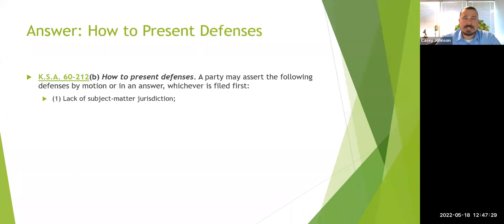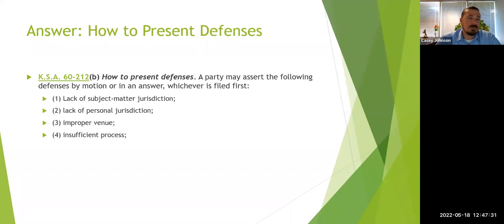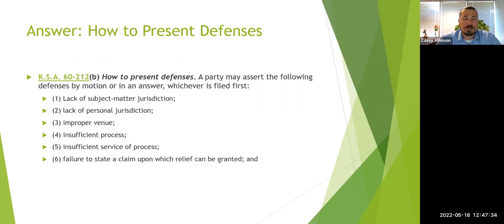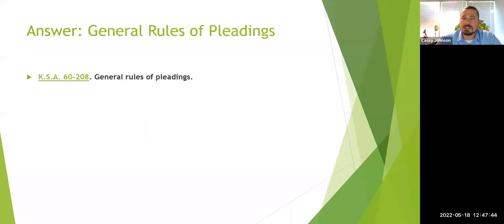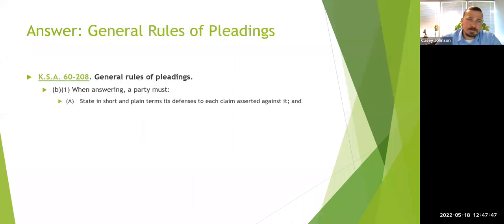But this is, again, just the statute on how to, these are just some common defenses, the 12B defenses. Obviously, make sure you're looking at those. Most of these won't apply, but service can be an issue. Failure to join a party can be an issue in foreclosure cases. So just be thinking about the general defenses that might apply.